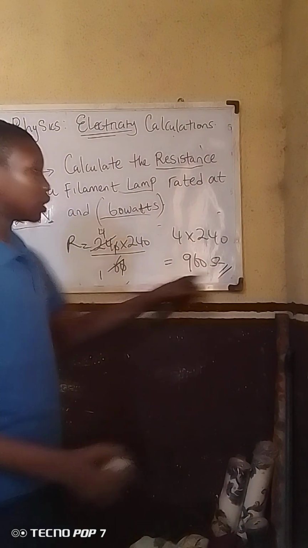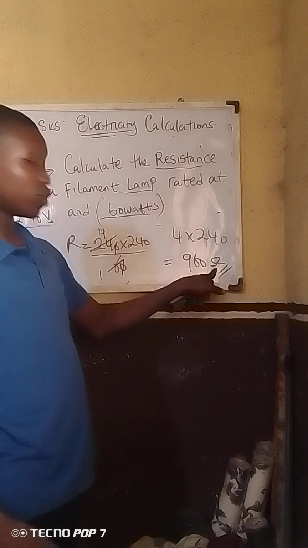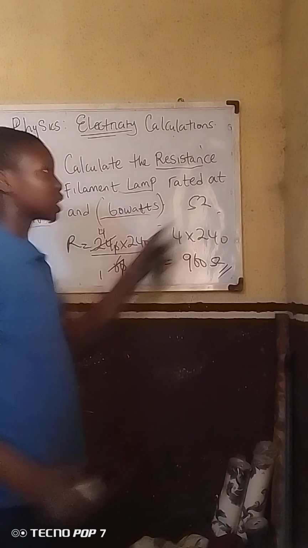ohms. This is the unit for resistance. Ohms is the unit for resistance. Whenever you see this sign here, it means resistance. Okay?